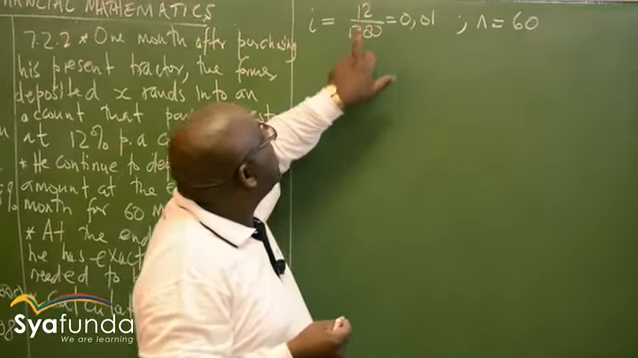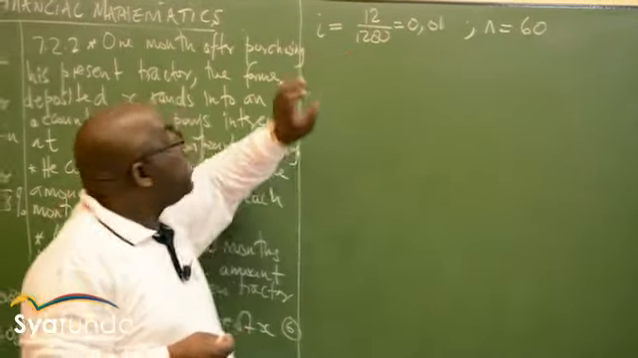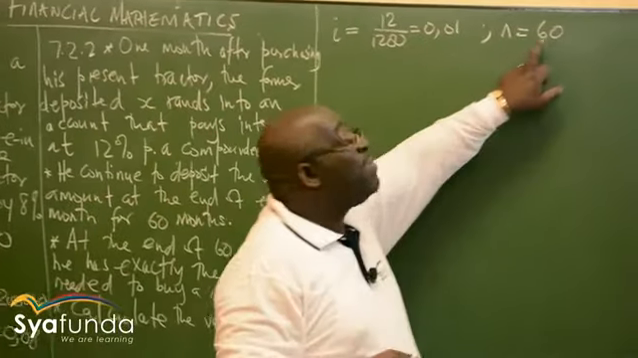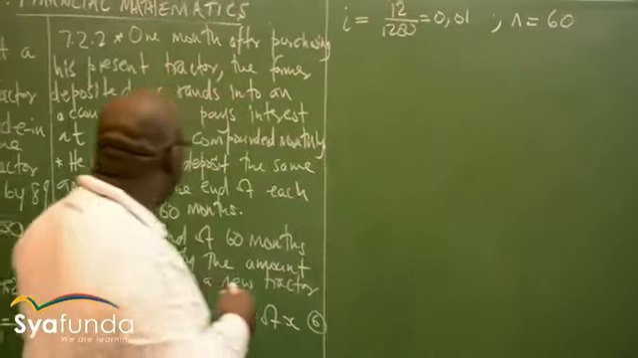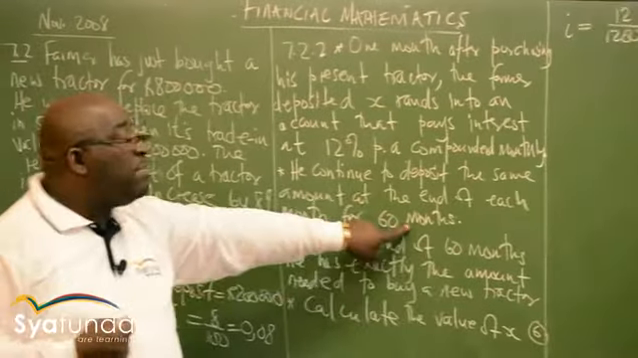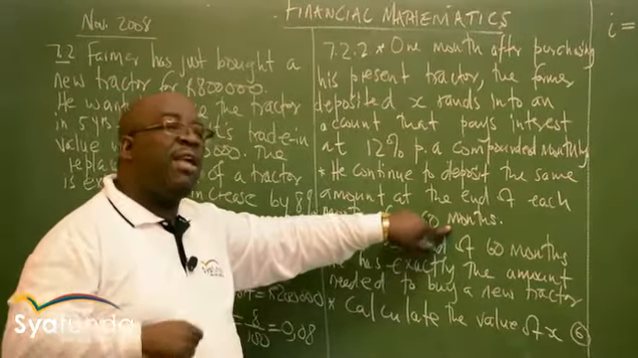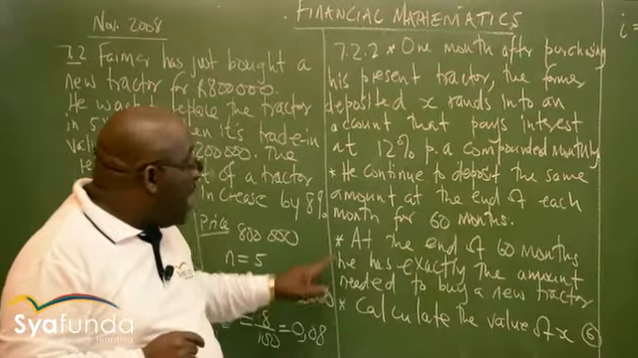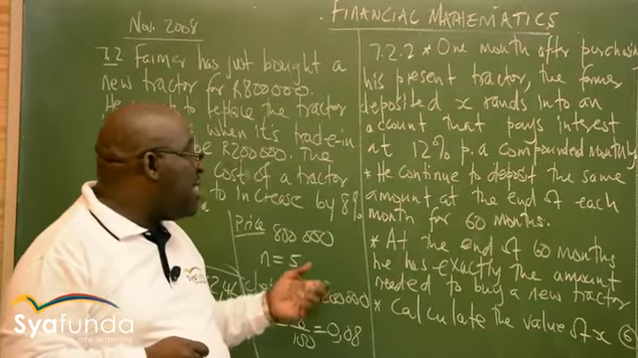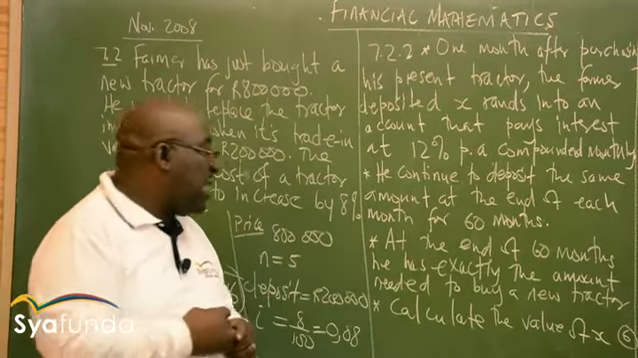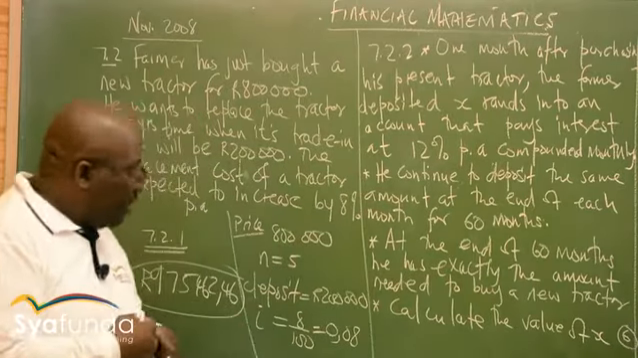If you divide your i by 12, you multiply your n by 12. It has already been done there. So you must be careful. If it is in months, you don't have to multiply by 12 again. They've already done it for you. At the end of 60 months, he has exactly the amount he needed to buy a new tractor. Calculate the value of X.